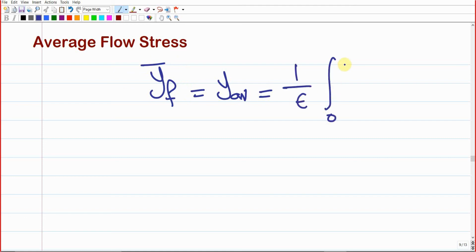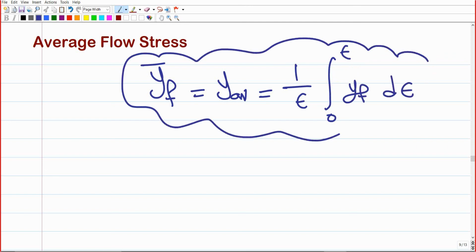Simply, the general formula of the average flow stress, Y average, Y F bar. We can write this one like Y average, for example. But let us use this representation of the average flow stress. It should equal 1 over epsilon times the integration from 0 to epsilon of the flow stress d epsilon. This is the general formula of the average flow stress.